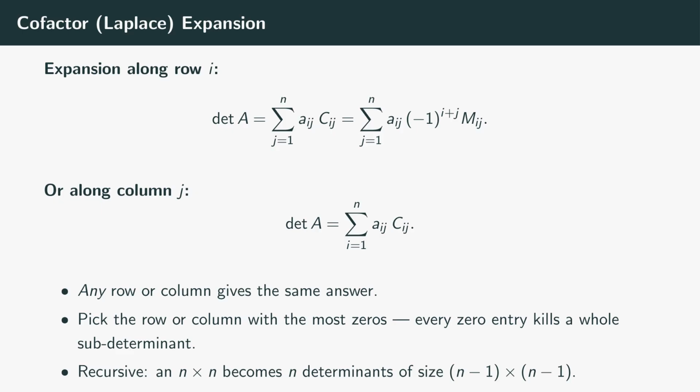The beautiful part is that it does not matter which row you choose. Every row gives the same answer. And you are free to expand along a column instead of a row, with the same result. This freedom is a gift. Always pick the row or column with the most zeros, because every zero entry wipes out an entire smaller determinant before you ever compute it. Notice the method is recursive. An n by n determinant becomes n determinants of size n minus 1. Those break into still smaller ones all the way down to 2x2 blocks you can do by hand.